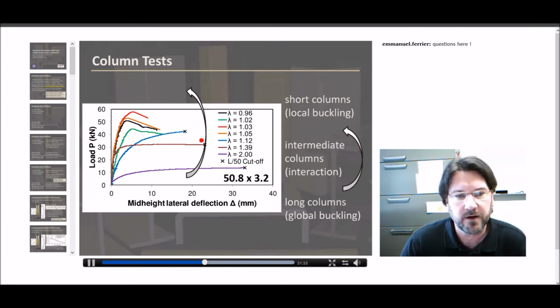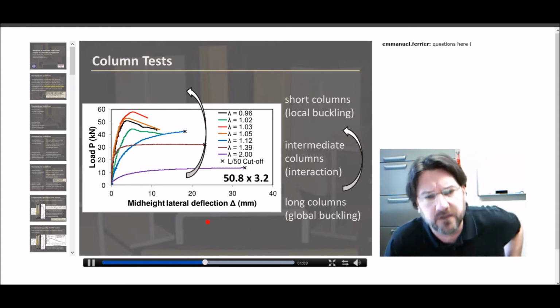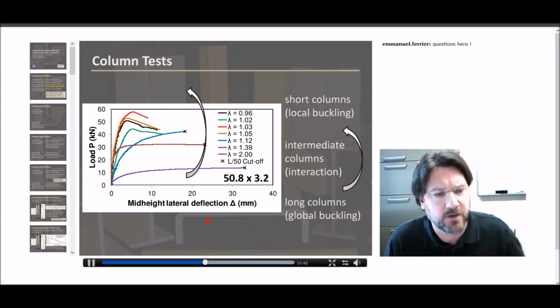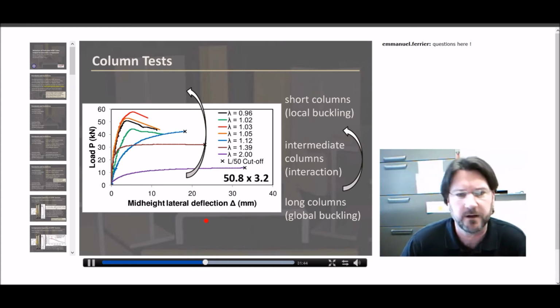And we do have cutoffs, the little X values. We arbitrarily stop the test at a mid-height lateral deflection of the height over 50. And this is partially for safety issues. We don't want the columns snapping out of the test frame and flying across the lab.